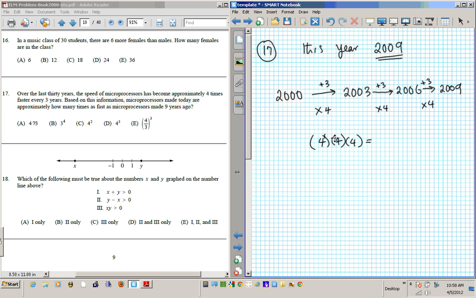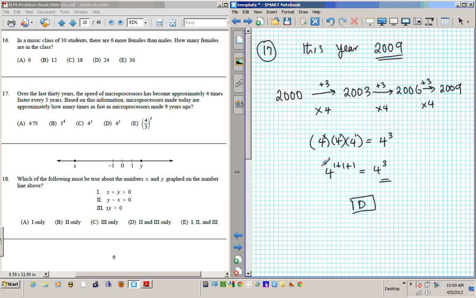Okay? And the exponents are 1, 1, 1. So when you multiply, you add the exponents. This is 4 to the third, because basically 4 to the 1 plus 1 plus 1, which is 4 to the third. So that's your answer. The answer for number 17 is D. Okay? Alright, let's move on.